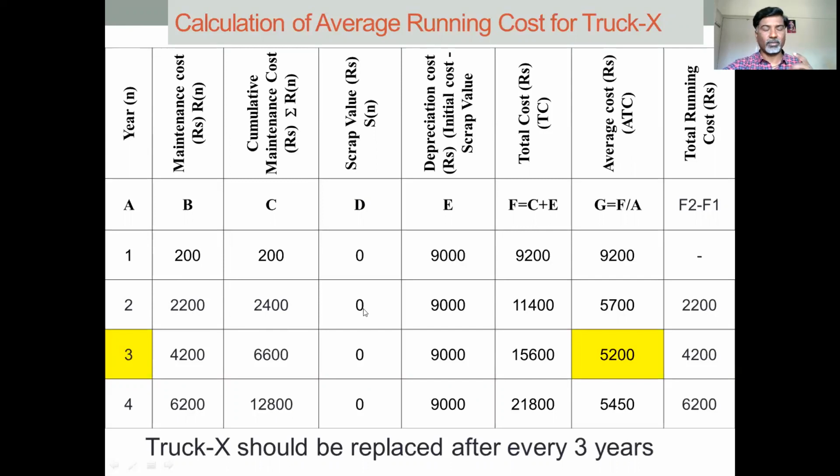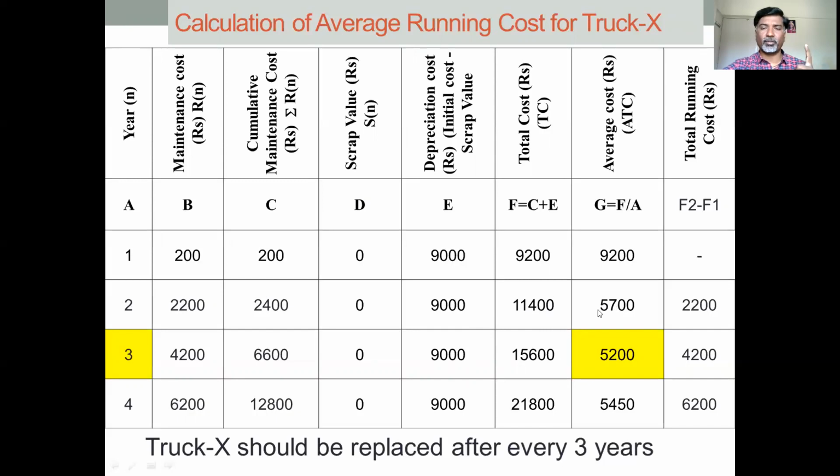There is no scrap value for truck X. So depreciation is equal to initial cost minus scrap value. Initial cost is 9,000 rupees, so 9,000 minus 0 is 9,000. Total cost is equal to depreciation cost plus cumulative cost, and average cost is equal to total cost divided by number of years. You will get this value.